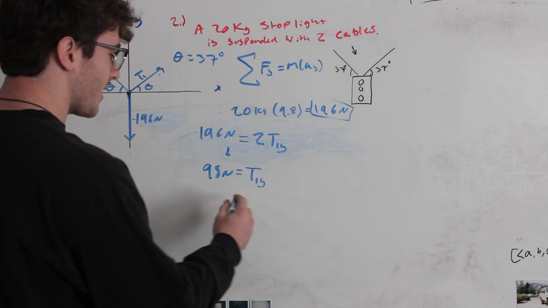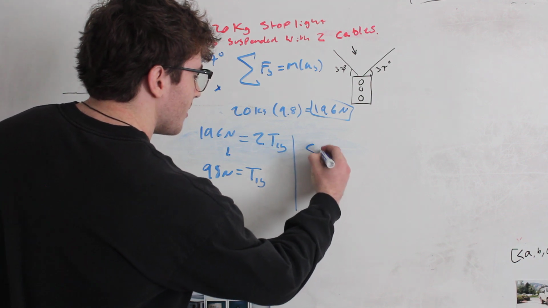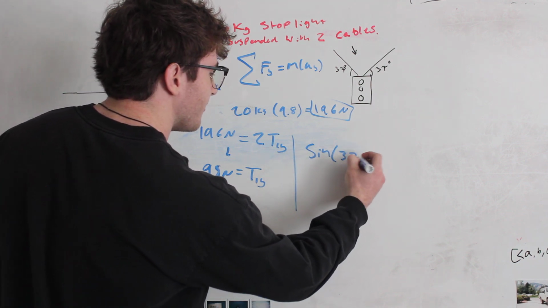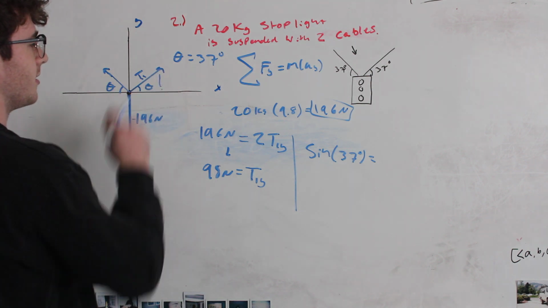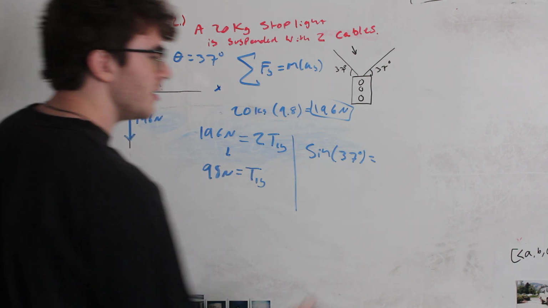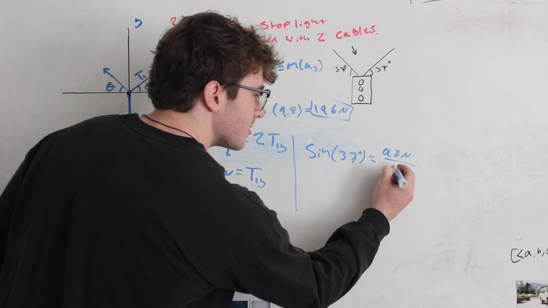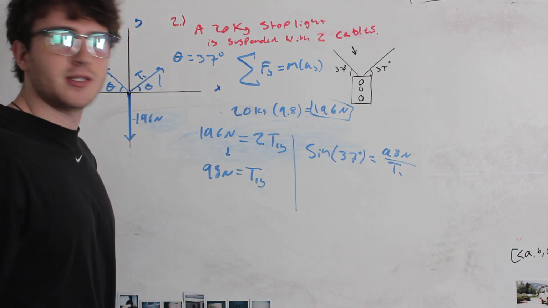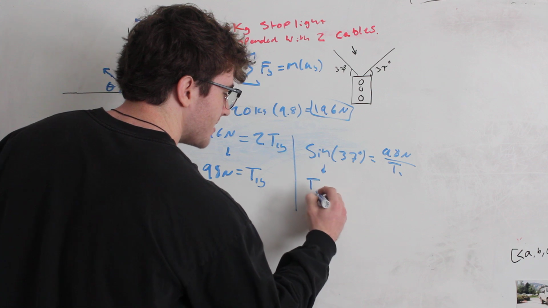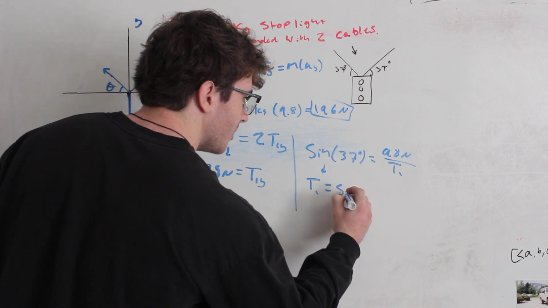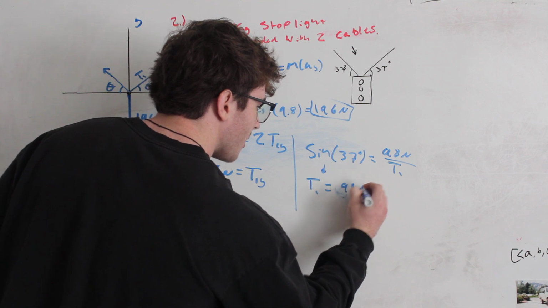For that, we're going to say the sine of our theta, 37 degrees, is equal to our opposite right here, that 98 newtons we solved for, divided by our hypotenuse, that being the magnitude of our tension. So now we can move this around. This implies that our tension is equal to 98 newtons divided by the sine of 37.